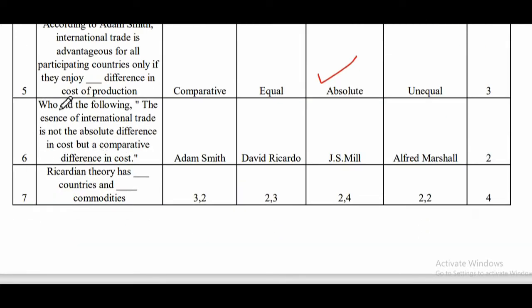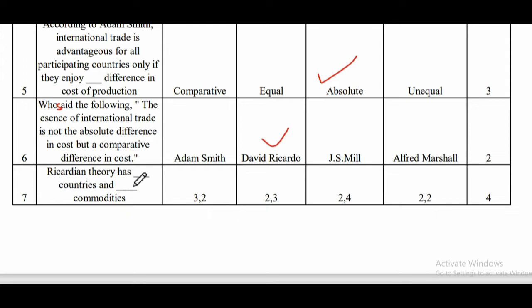Now the next one: who said the following? The essence of international trade is not the absolute difference in cost, but a comparative difference in cost. Again, they have given you the names of economists: Adam Smith, David Ricardo, J.S. Mill, Alfred Marshall. Please remember that David Ricardo said that the essence of international trade is not the absolute difference in cost, but a comparative difference in cost. Now we will move on to the next MCQ.